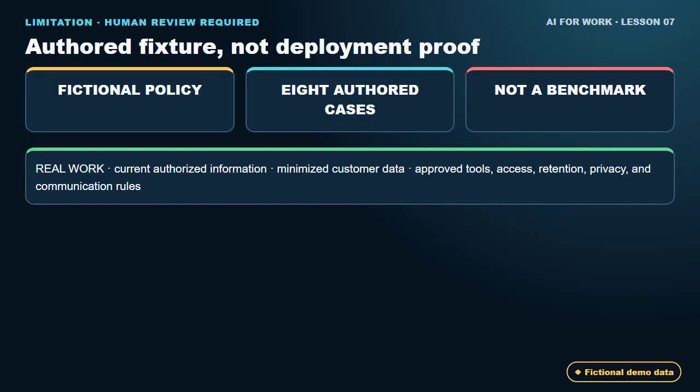These are authored fictional policies and non-answer fixtures. They are not a benchmark, real company policy, or proof that a model is ready for deployment. In real work, use current authorized information, minimize customer data, and confirm approved tools, access, retention, privacy, and communication rules.